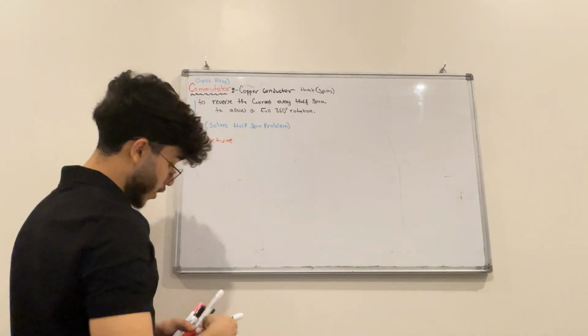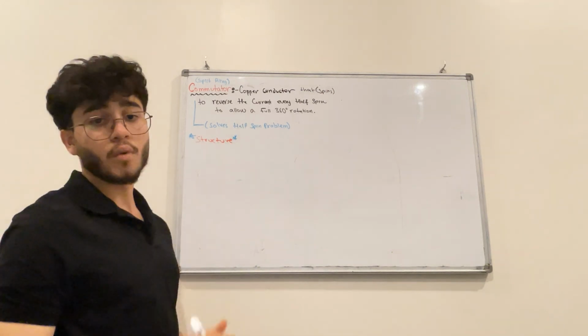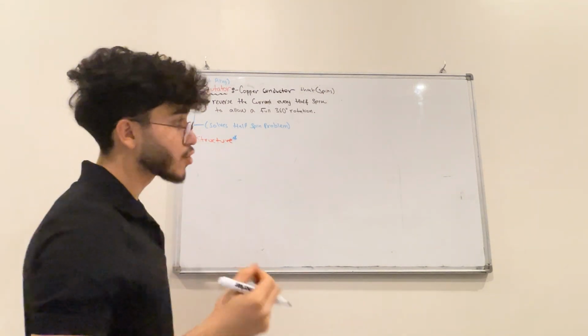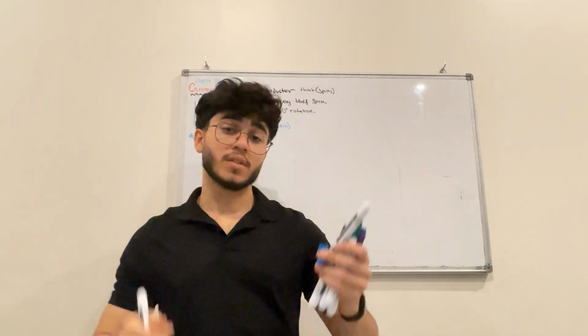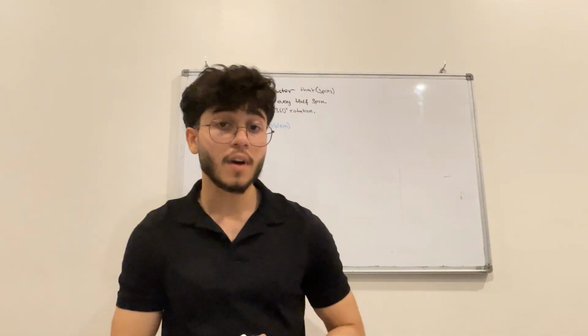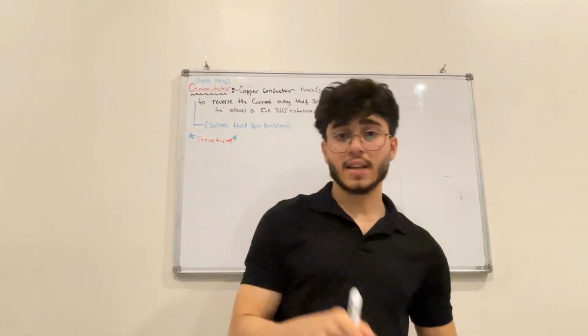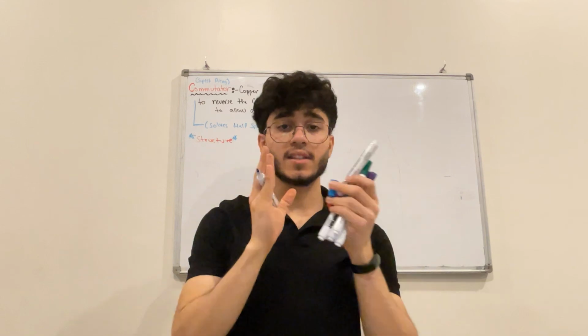Perfect. Now let's talk about the structure of the commutator. As we have drawn it, we drew it as a cylinder with a line in between. Actually, the commutator has an insulating material in between. Why is that? Because when we study the generator and motor, there are brushes and current is passing through them. But if there is nothing in between the commutator, the current will just cycle between the brushes and power supply. It will never go to the coil. So the insulator in between prevents that from happening.